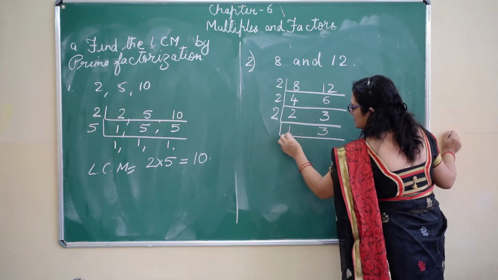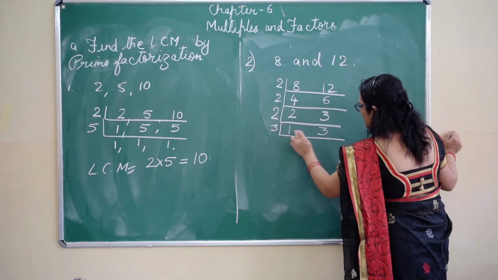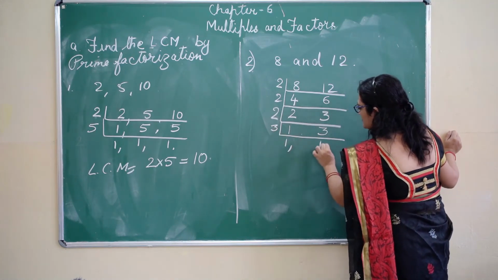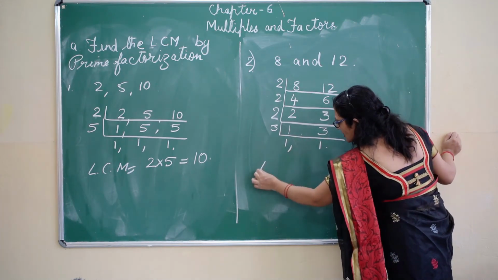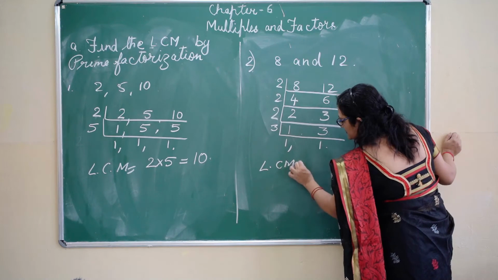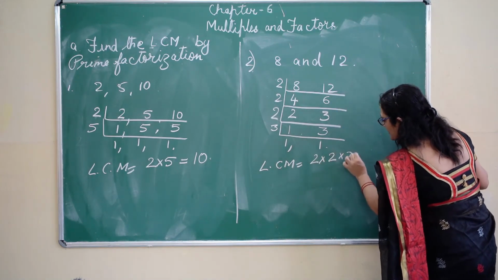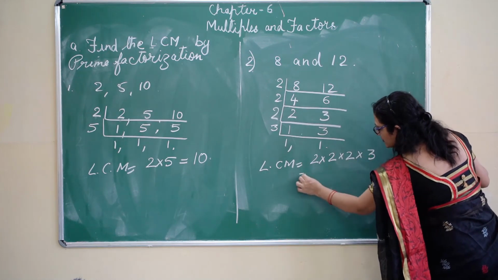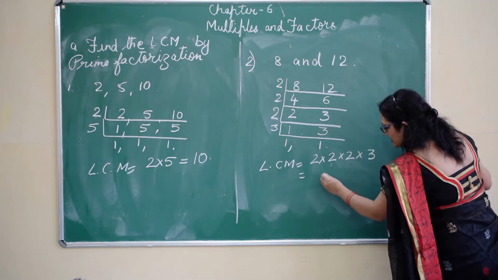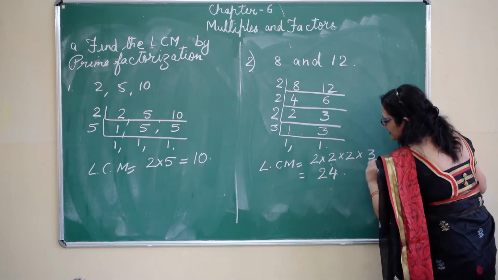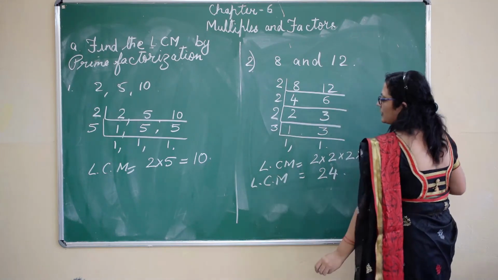If it is not coming in that table, you will write the same number below. The next one, we will not write 1. What will we write? 3. Because in the table of 3, 3 comes 1 time. 3 ones are 3. Now we will find the LCM. LCM is equal to, how will we write? 2 multiplied by 2 multiplied by 2 multiplied by 3. 2 2s are 4, 4 2s are 8, 8 3s are 24. This is your LCM.